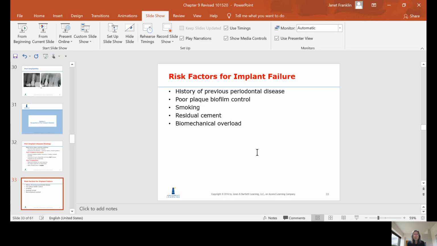So risk factors for implant disease: if you have previous periodontal disease, if you have poor plaque biofilm control, if you're a smoker, if you have residual cement, or biomechanical overload. Biomechanical overload means more like occlusal trauma. So the implant isn't placed exactly right, and the occlusal forces are too hard on it, or the patient's a compulsive tooth grinder or clencher and they don't have an occlusal guard, or they do and they don't wear it.